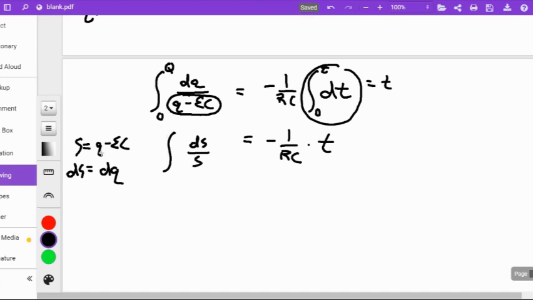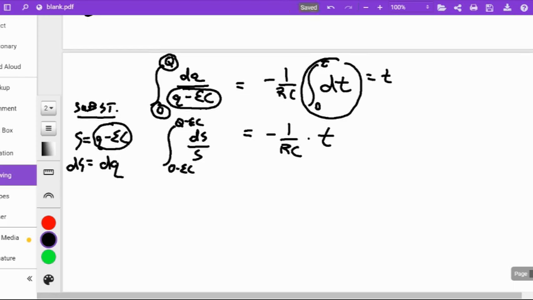And then my endpoints change. Instead of 0, I have to put that into here, so that's going to be 0 minus EC. And up here, for the top part, it's going to be Q minus EC. See what I'm doing there? This is substitution. Good review. We've done it before. And then you carry it out.